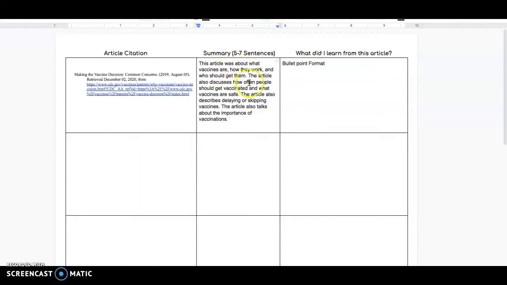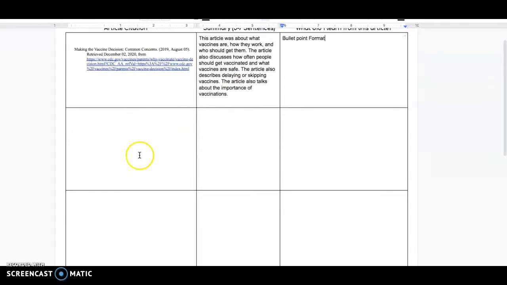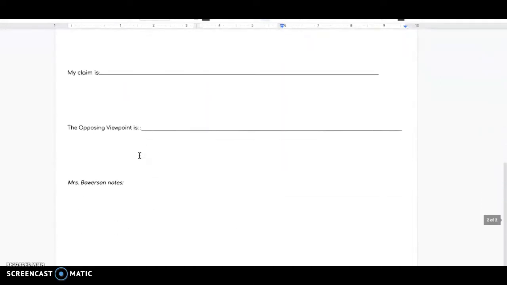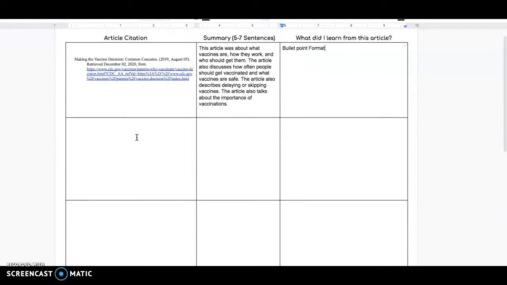So you do your summary of what that was about, but then what did you learn? Well, then I would have to go back into the article and actually bullet point things that I learned that are more specific about these. You're going to do that 3 different times with 3 different articles. Once you've done that, you should have an idea about what you want your argumentative paper to be about. So you're going to write a paper that argues a point.